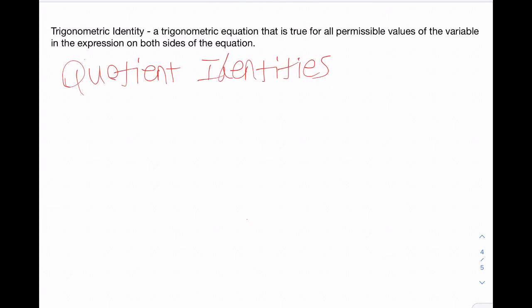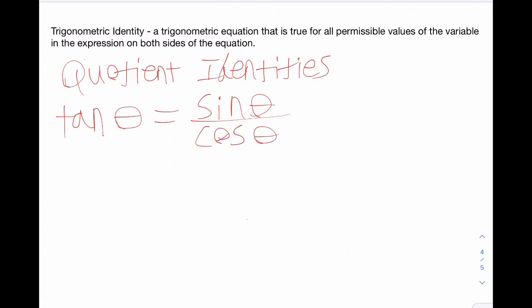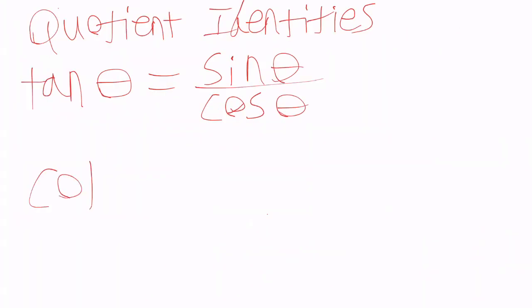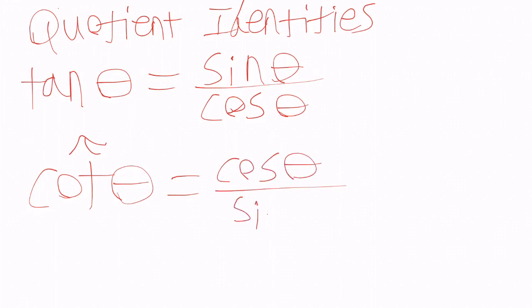Alright, now guys, let's look at the quotient identities. So first we have tan of theta, and tan of theta will be equal to sine of theta over cos of theta. And cotangent of theta, since this is a reciprocal of the tangent, this will be cos of theta over sine of theta.